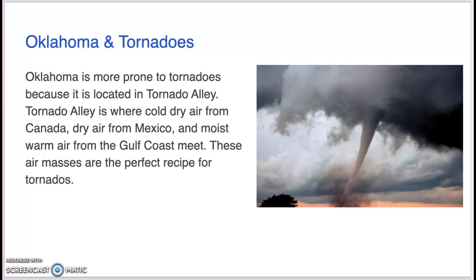Oklahoma is more prone to tornadoes because it is located in Tornado Alley. Tornado Alley is where cold, dry air from Canada, dry air from Mexico, and moist, warm air from the Gulf Coast meet. These air masses are the perfect recipe for tornadoes.